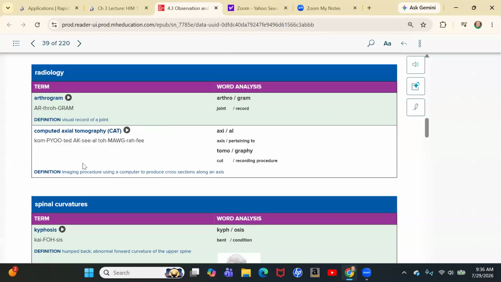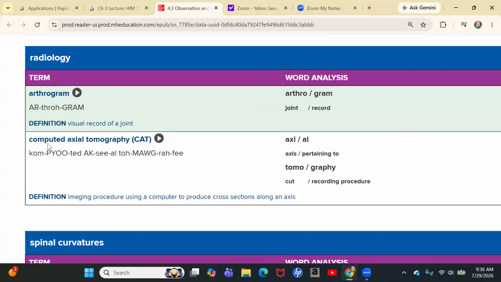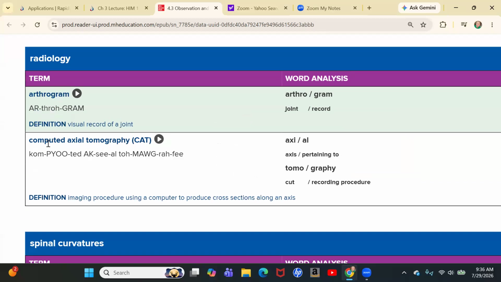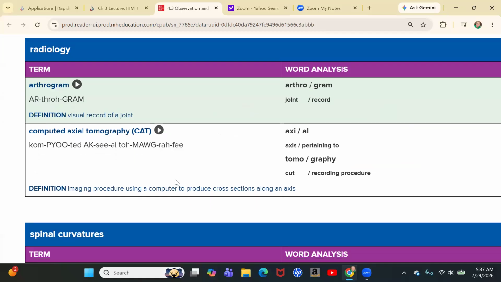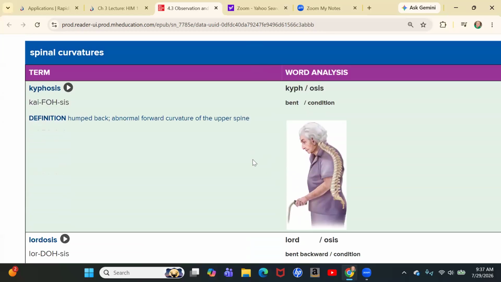Then we have these radiology terms, an arthrogram, the visual recording, the static picture of the joint. And then we talked earlier about a CAT scan, computerized axial tomography. Okay, axial meaning pertaining to the axis, tomo meaning to cut, graphy to record.